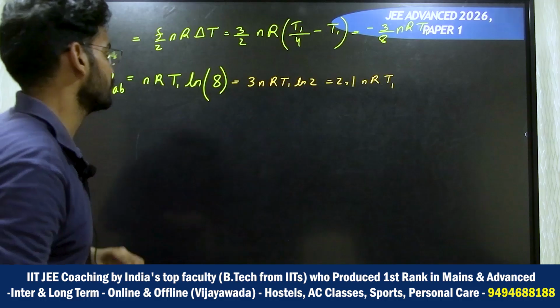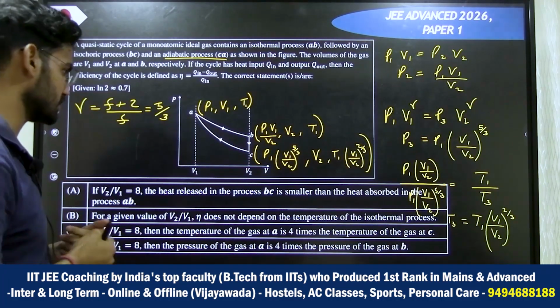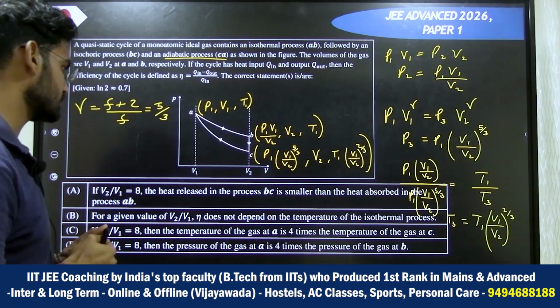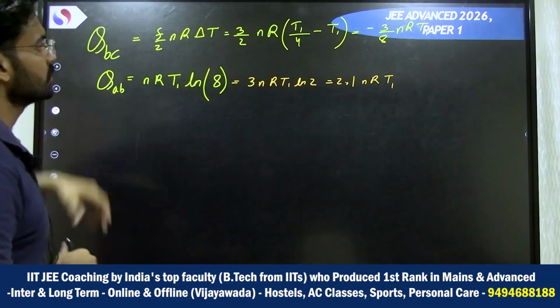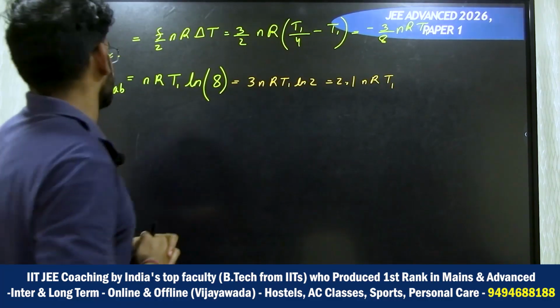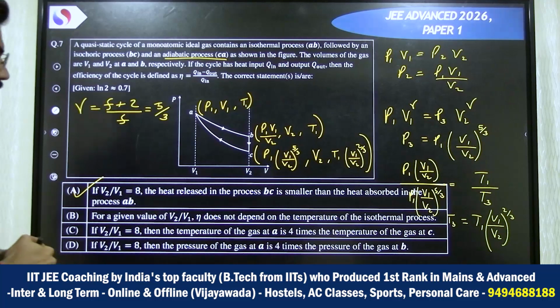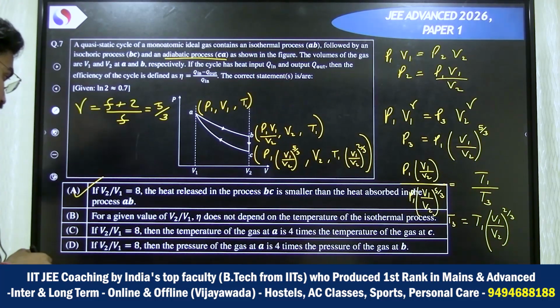3 by 8 is obviously smaller, because he is saying just to compare. The negative sign is coming because the heat is released. So the heat released in that process is smaller. Correct. That is why 3 by 8 is smaller in comparison to 2.1. For the given value of V2 by V1, eta does not depend on the temperature of the isothermal process.